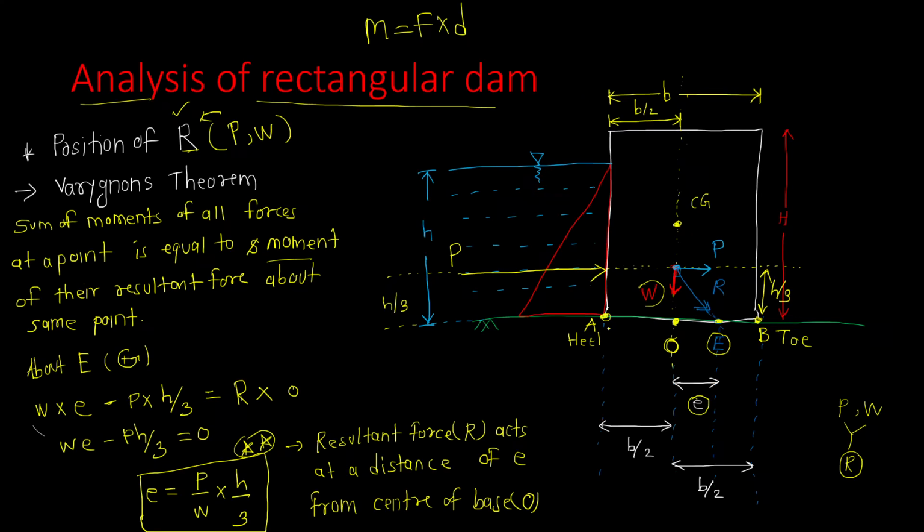Now this same base, we will draw it here separately. So this is the base. This point is point A. This is called the heel, and this is called the toe.